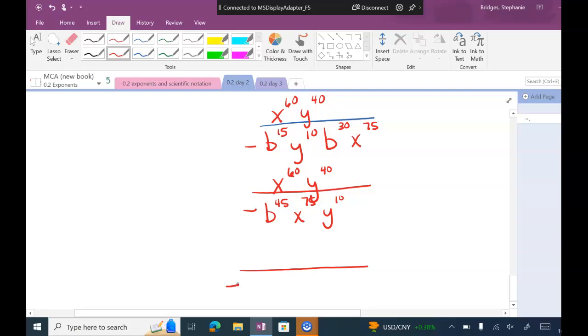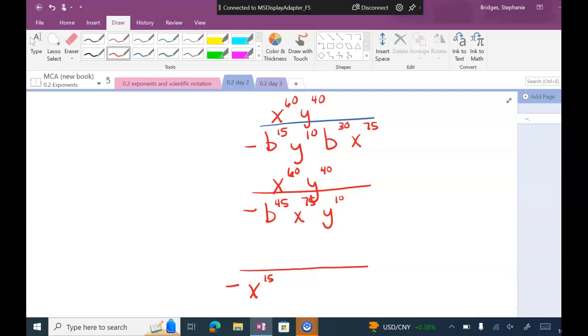All right, I'm just starting at the top. I have 60 x's at the top. I have 75 at the bottom. Where do I have the most? How many more do I have? 15. Okay, again, the order of the variables doesn't matter as long as you have the same exponents.